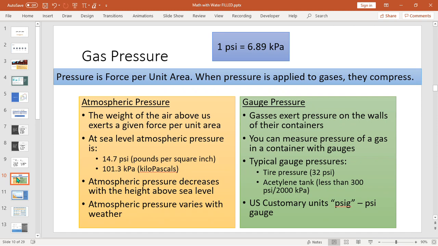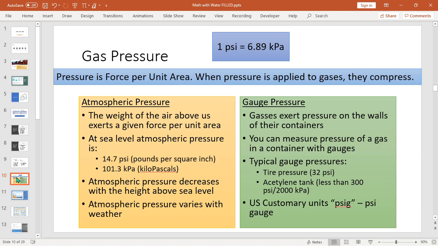Okay, so now we're going to talk about pressure, and we're going to talk about pressure applied to gases. So what is pressure? It's when you take a force and apply it over an area. So when you see things like PSI, pounds per square inch. Okay, so when you apply pressure to a gas, it's going to compress. The volume is going to go down.